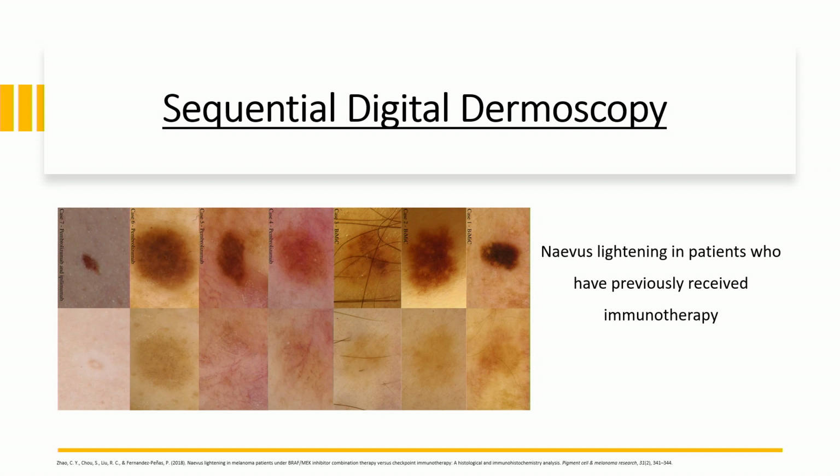When I worked at Westmead, a lot of the patients had been treated with immunotherapy for their melanoma. It is quite common that you see lightening of all the moles. A few years after they have received the immunotherapy and it has been stopped, the moles continue to lighten, and that's totally fine. You're not worried about it, but if you ever see it and the patient has had immunotherapy, it's quite common.